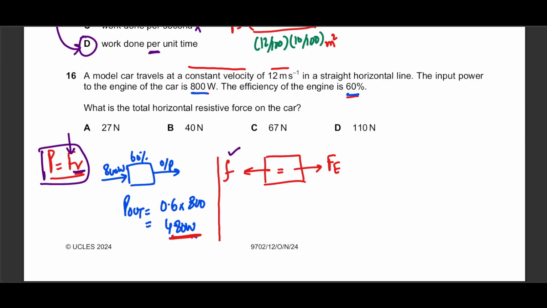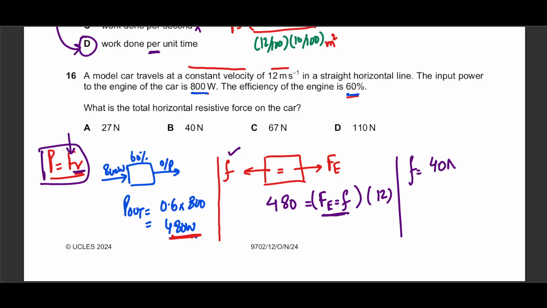So at this point, I have access to 480 watts. I don't know how much force the engine is producing, but I know it is going to be equal to the resistive force, multiplied by the velocity that has to be maintained against this friction. So F comes out as, in this case, 40 newtons. This will be 40 newtons.